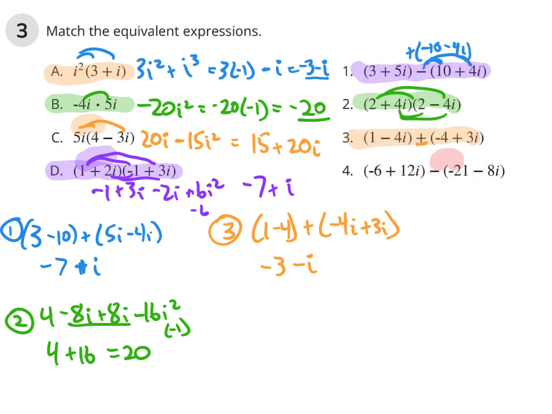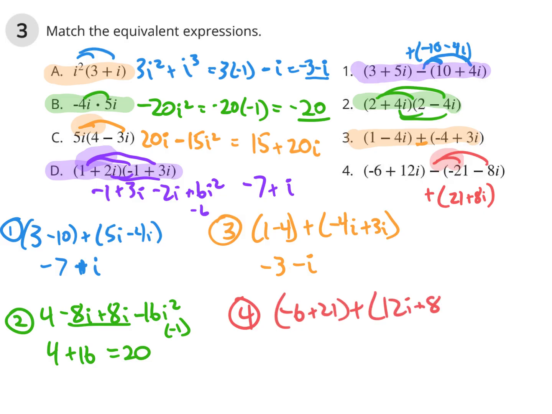So first things first, distribute your negative. So this becomes plus 21 plus 8i. Okay, now put your reals with your reals, and your imaginaries with your imaginaries. And we get negative 6 plus 21, or 21 minus 6 is 15. 12 plus 8 is 20i. So we got 15 plus 20i. So they work. C and 4.